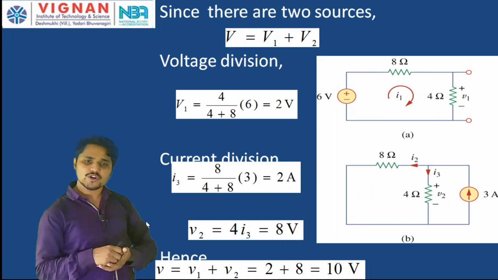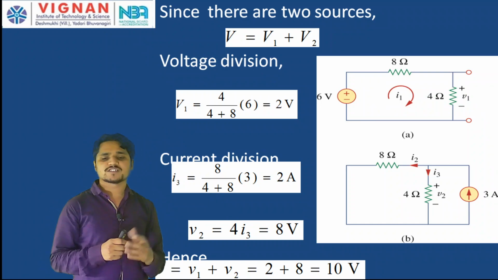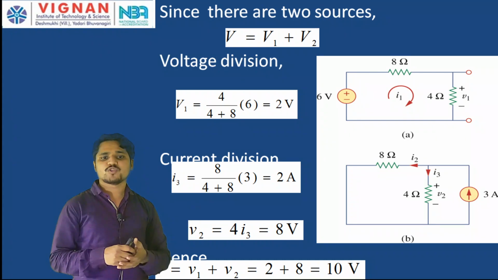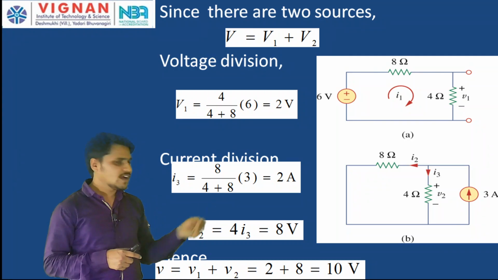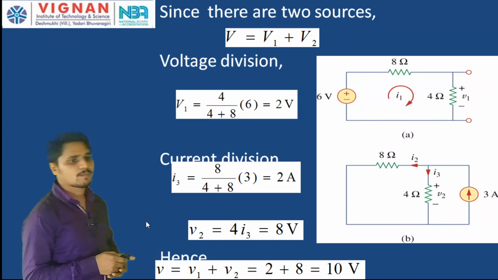Hence, according to the superposition theorem, the response in this 4 ohm resistor, that is the voltage across it, is equal to the sum of the responses V1 plus V2. Therefore V is equal to V1 plus V2, so 2 plus 8 is 10 volts. This is how to apply the superposition theorem to solve the given network problems.